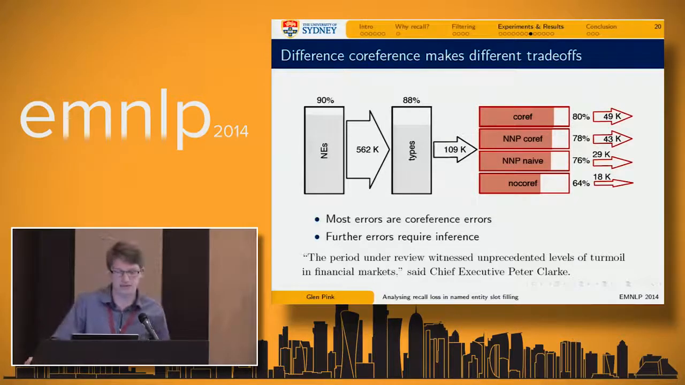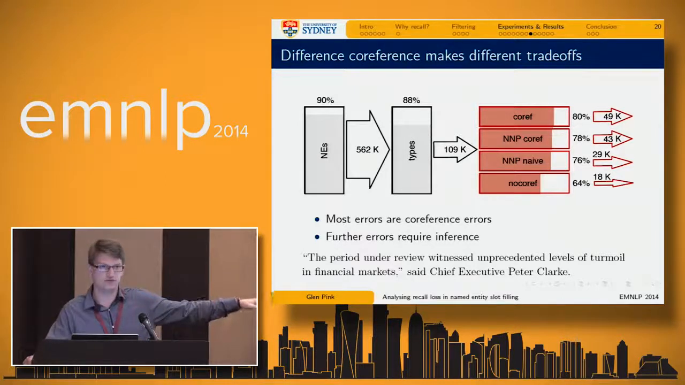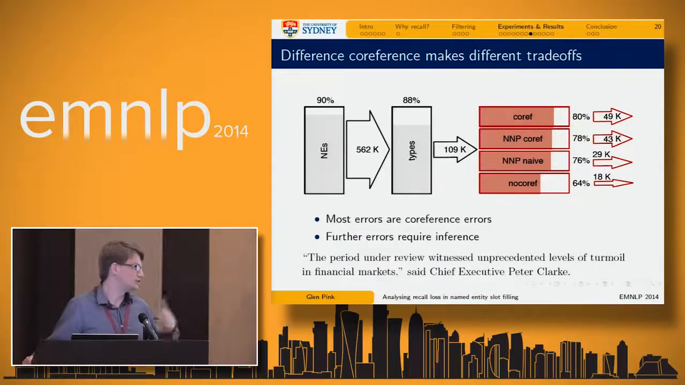Full co-reference gives us 8% lower recall upper bound. As you would expect, most errors are co-reference errors, different types, the usual things where nominal co-reference is more difficult and so on. There are some cases where co-reference could never find a fill. So here with Chief Executive Peter Clark down the bottom, Chief Executive obviously indicates that Peter Clark is the Chief Executive of some organisation that was mentioned previously. However, there's no reference to that organisation in this sentence.